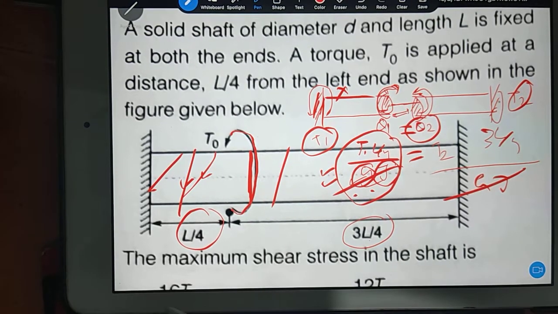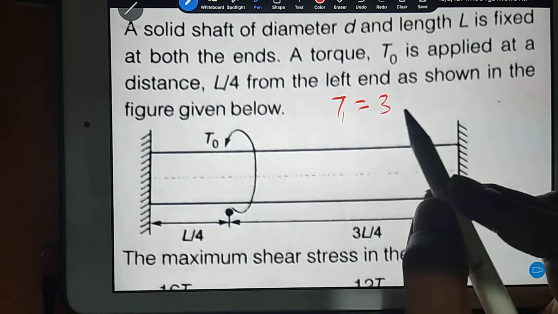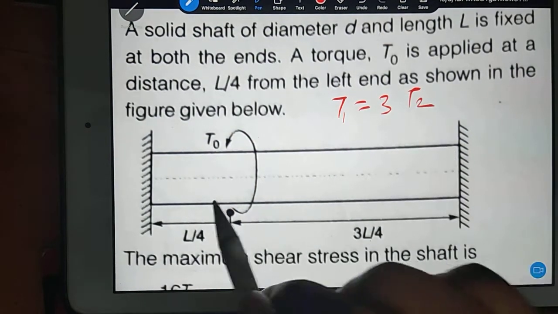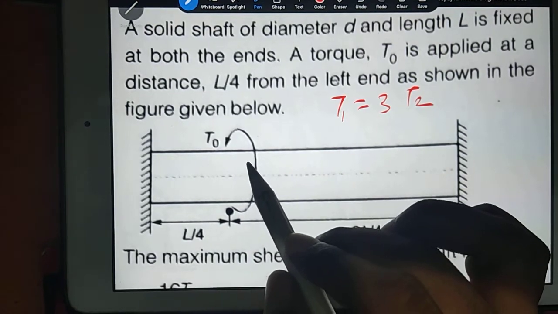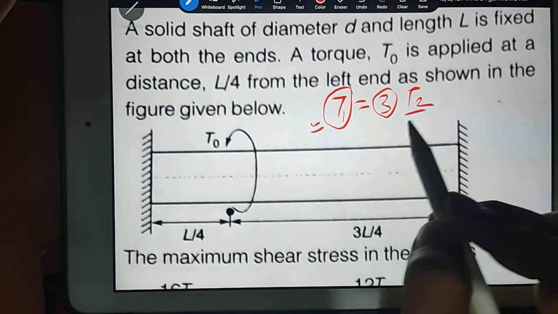Again this Gj will get cancelled, 4 will get cancelled. So you got one answer here that T1 is equal to 3 T2. So you can clearly see that your T1 value is more, that is 3 times of T2.